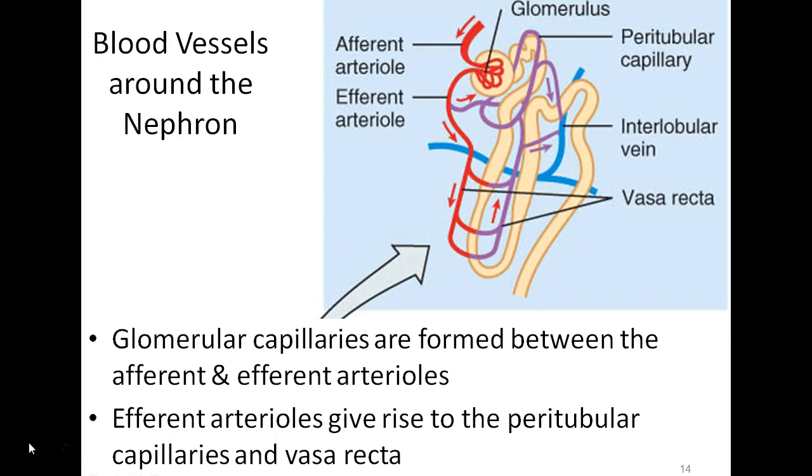Earlier, we examined blood flow to the kidneys. At one point, you might recall we talked about the afferent arteriole. The term afferent means it's going towards something. Efferent meaning going away from that structure. So we're going towards and away from the glomerulus. And so after leaving this glomerulus, the efferent arterioles give rise to peritubular capillaries and vasa recta.